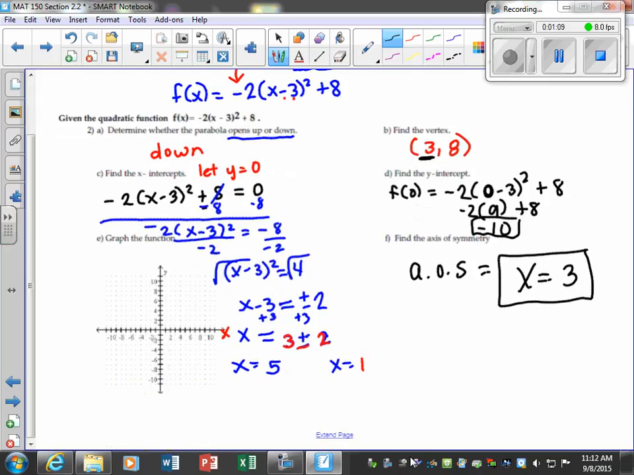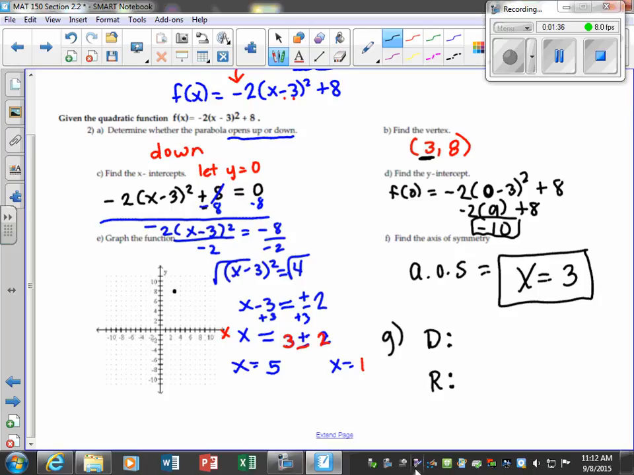And I don't have part G on here, which is off of your page, but it asks for the domain and it asks for the range of the problem. But we're going to graph it because it's easier to tell domain and range once you graph it. So we're going to use this information. Let's start with our vertex and try to approximate 3, 8. Roughly 3, 8. We say it opens down.